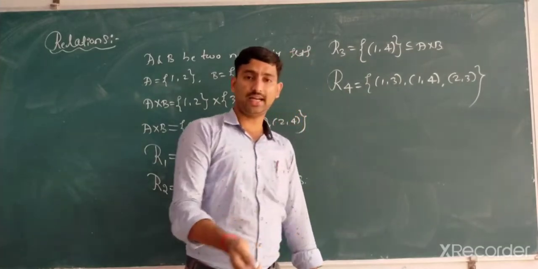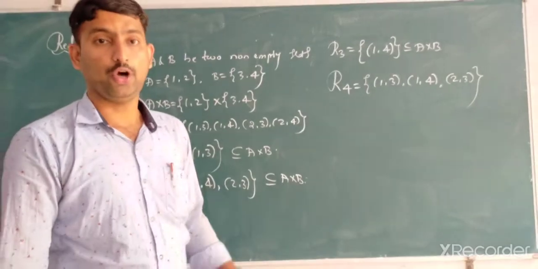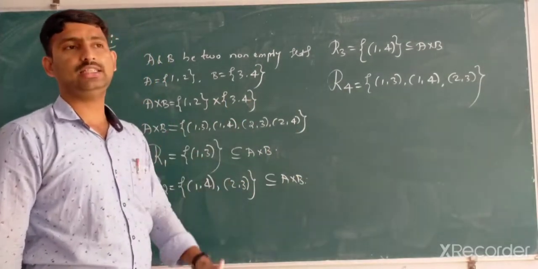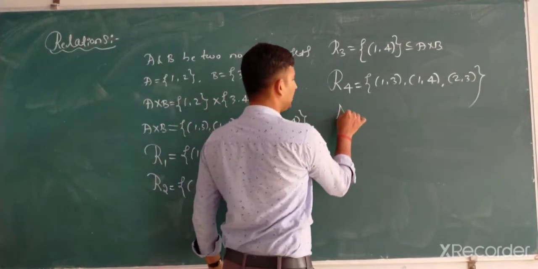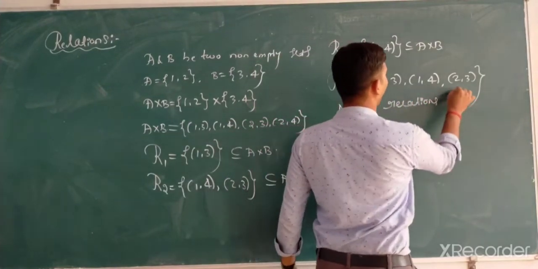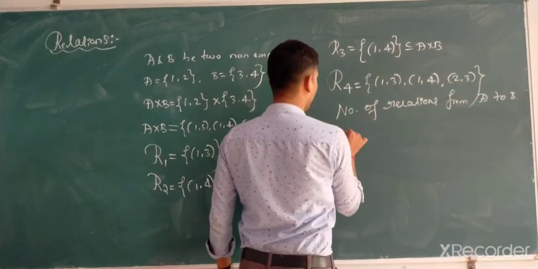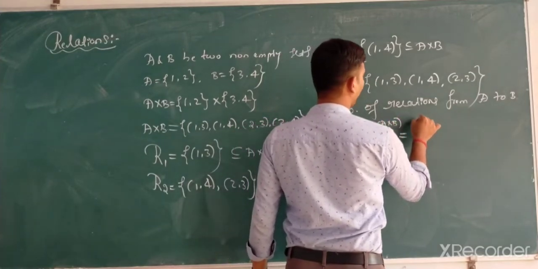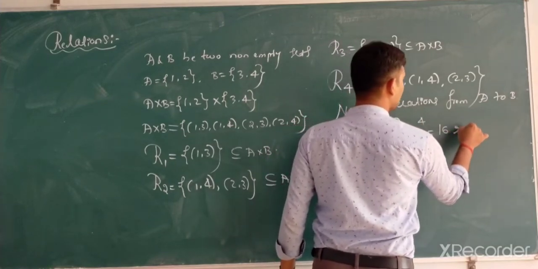Sir, whether I can write another relation? Yes, you may write the relation. How many relations can you write? The number of relations from A to B is nothing but 2 to the power n of A cross B. 2 to the power n of A cross B is nothing but 2 to the power 4, that is 16 relations you can write.